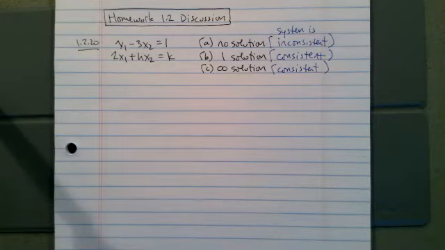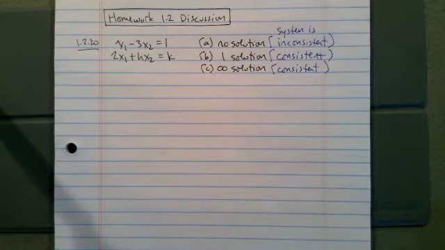So in homework 1.2, problem number 20, we're given a system with an h and a k, and we want to find out the values of h and k that will make an inconsistent system, a consistent system with a unique solution, and then a consistent system with infinitely many solutions. And we're going to read this through the augmented matrix.